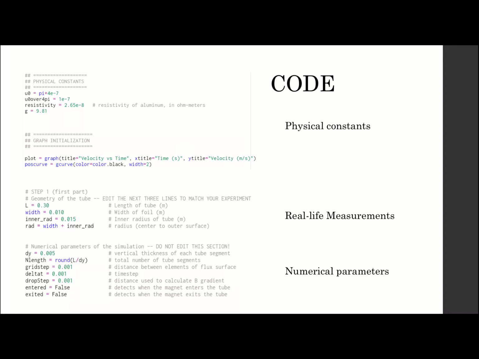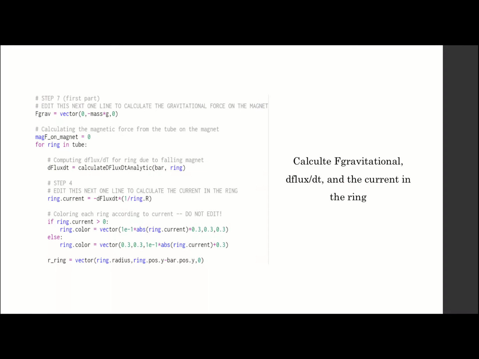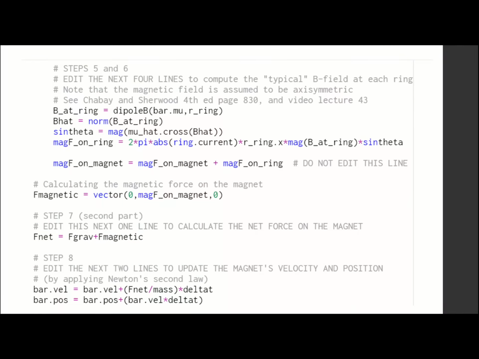The code simulates the magnet falling through a conductive tube using the dipole moment that I calculated in Lab 3. In this part of the code shown on the slide, I plug in the physical constants, the real-life measurements, and the numerical parameters of the simulation. This part of the code helps me visualize the bar magnet and set up the functions for the magnetic field and dΦ/dt. In the next part, I calculate the gravitational force, dΦ/dt, and the current in the ring using Ohm's law. This slide shows how I use Newton's second and third law, and according to the function F = B × IL, I got the magnetic force on the magnet.